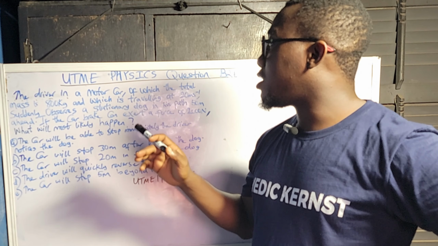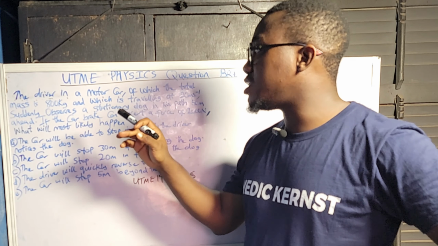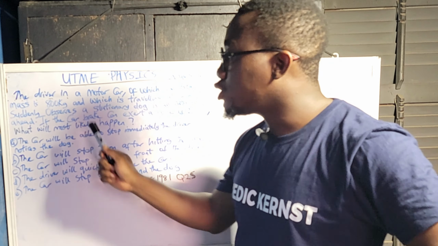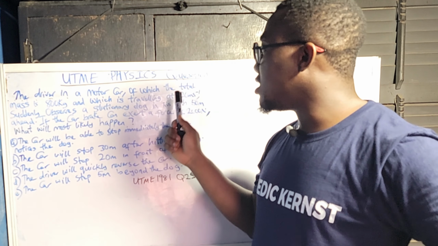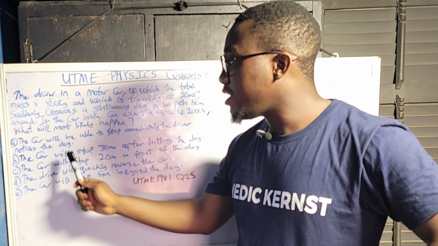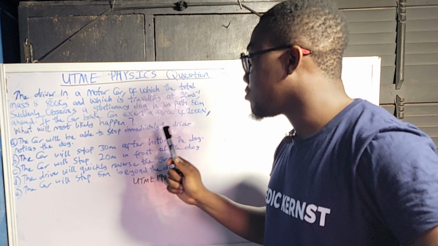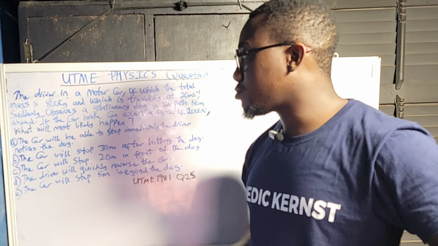The driver in a motor car of which the total mass is 800 kilograms and which is traveling at 20 meters per second suddenly observes a stationary dog in his path 50 meters ahead. If the car brake can exert a force of 2000 Newton, what will most likely happen?